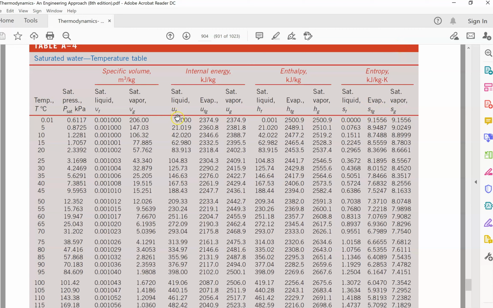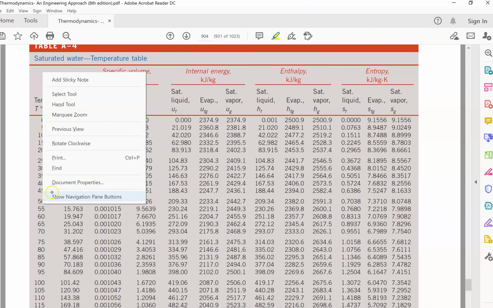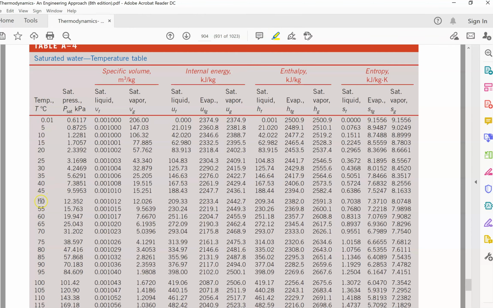Now you see, you have Uf, Ug. You have Hf, Hg. You pick a calculator. Let's say you pick a value here, 50. I highlight 50. I take the ruler and put it on this value and this value. You will see these two values. When you subtract, you will get the middle value, which is 2233.4. You don't believe me? You take the calculator and subtract it now.